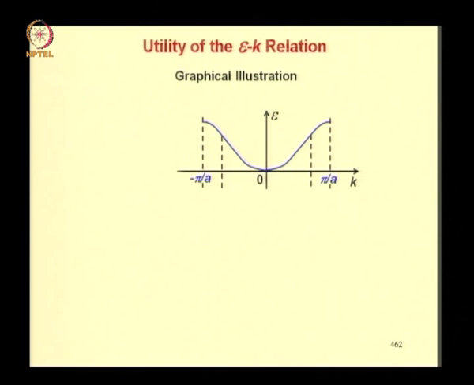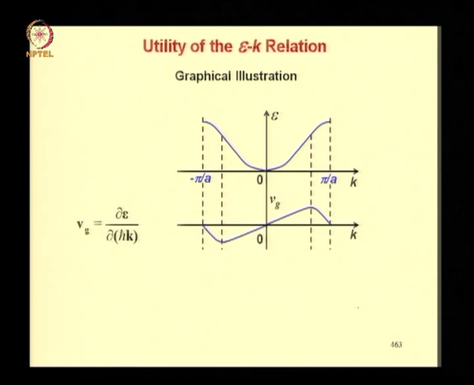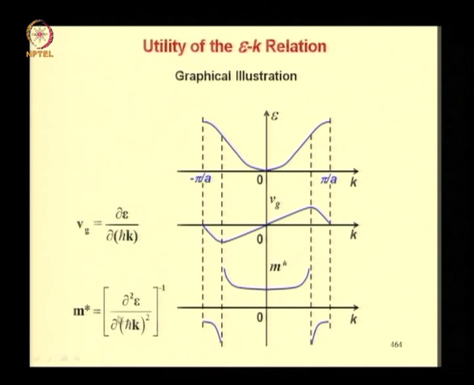You can use the E-k relation to derive quantities. If I differentiate the E-k relation, then I can get the group velocity. So this is a typical E-k relation and it gives you a group velocity something like this. We showed what is the meaning of this kind of variation of the group velocity. If you double differentiate the E-k relation and take a reciprocal, you get the effective mass. So for this E-k relation, your effective mass picture is something as shown here.